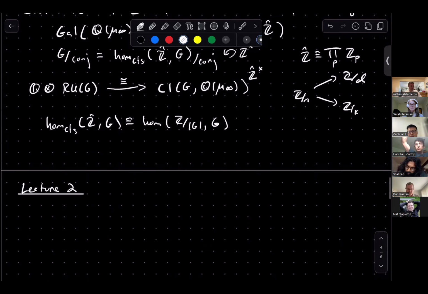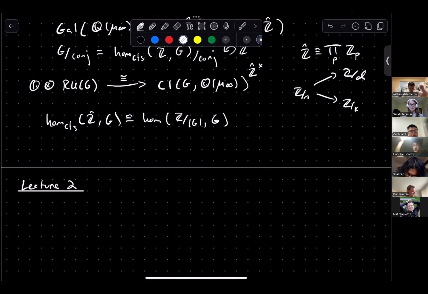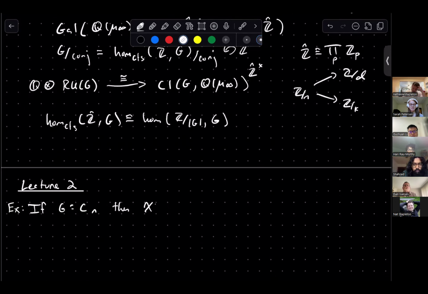So for lecture two, I want to continue where I left off, and I want to talk about some examples of character maps. We're going to do two examples. One is going to build on the work that we did already. So this is an example. If G is a cyclic group of order n, then I've got this character map, and this goes from Ru of Cn to class functions on Cn, taking values in Q adjoin mu infinity.